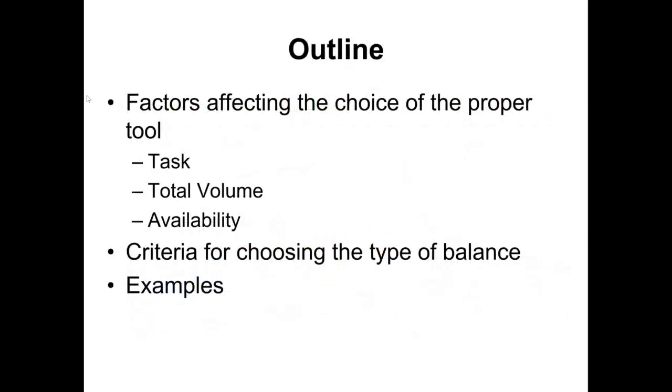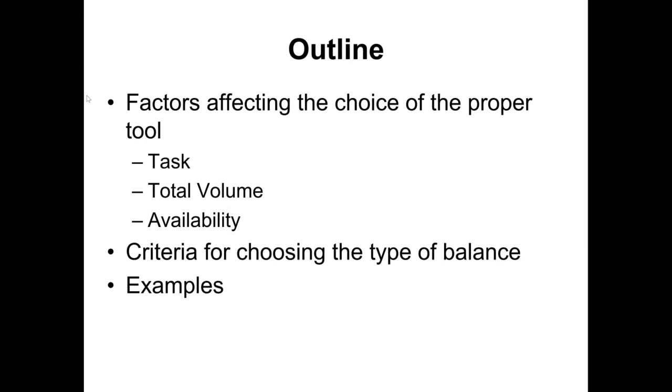So what we're going to talk about in these lectures are a few things. What are the important factors that affect your choice? Obviously, the first factor is the task. What are you doing? Does it imply a lot of accuracy, or do you have to go fast? How much inaccuracy can you tolerate? Obviously, the total volume of what you're measuring, your total mass, and then the availability of the tools is another limiting factor.